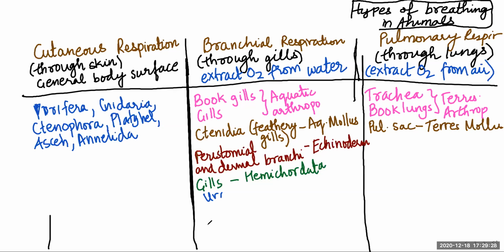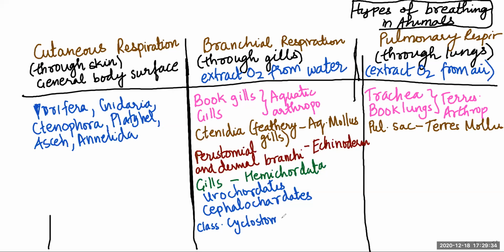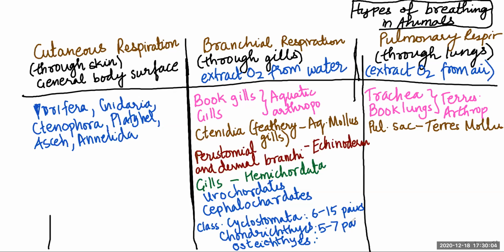वर्टिब्रेट्स में अब क्लास दे देते हैं. क्लास साइक्लोस्टोमाटा, क्लास कॉन्ड्रिक्थाइस, क्लास ऑस्टिकथाइस. Cyclostomata, chondrichthyes and ostichthyes. Cyclostomata would have 6 to 15 pairs of gills. Chondrichthyes have 5 to 7 pairs of gills, and ostichthyes will have 4 pairs of gills.